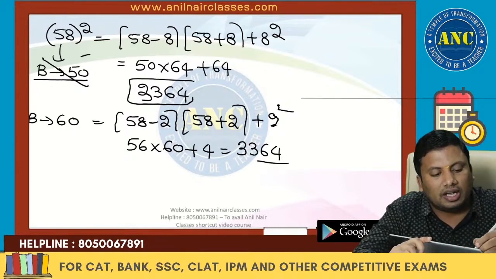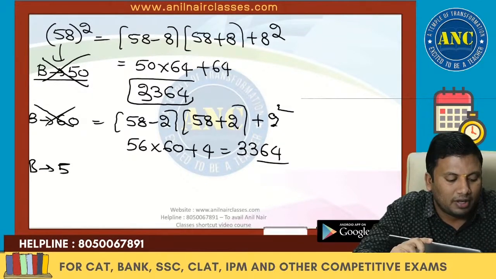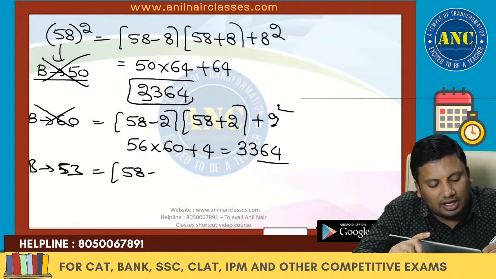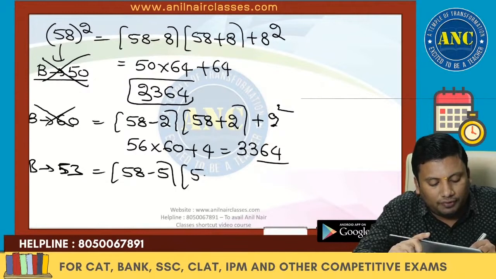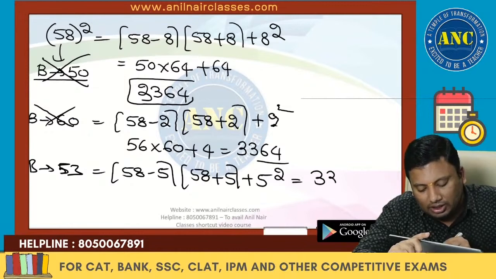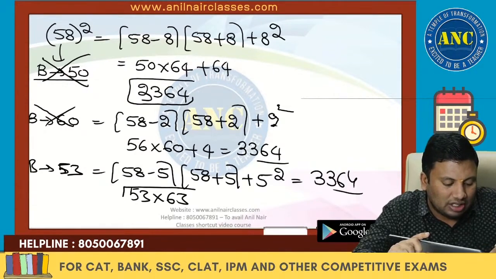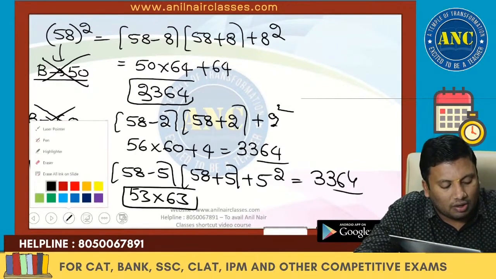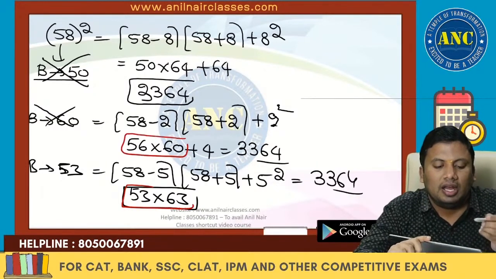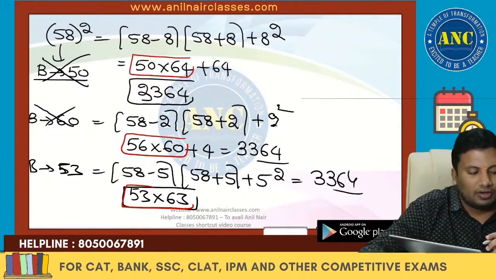Anil sir, I will not take a multiple of 10. I will take some number because I want to complicate my problem. I will take a prime number, 53. That also will give you the answer. 58 minus 5 into 58 plus 5, plus 5 square. That also will give you the answer: 3364. Only thing is that here it will be 53 into 63. It will be little more calculation time because of this number. This is relatively easy. Any number multiplied by 10 is relatively easy. Right?